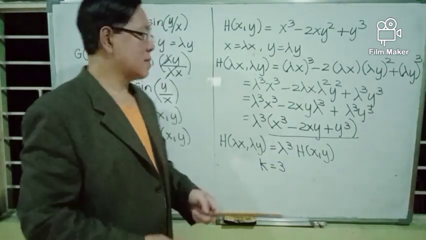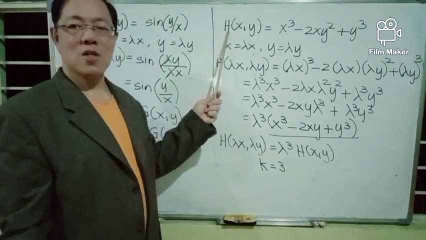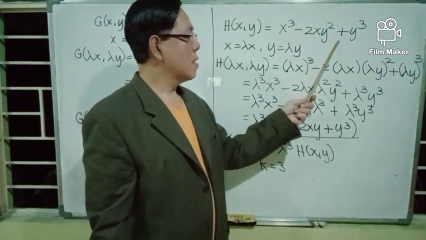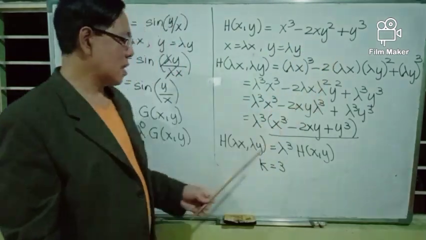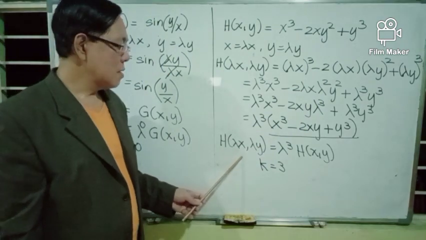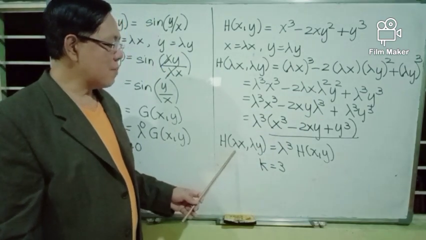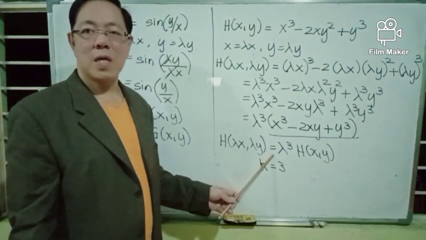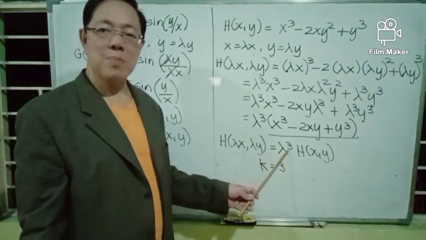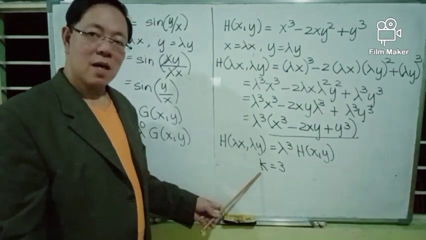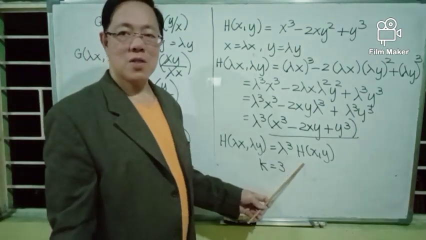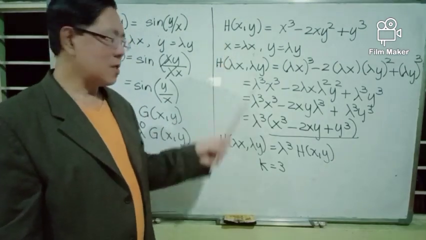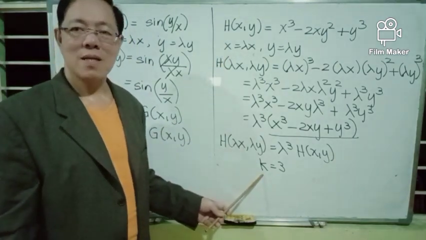Therefore, we say that the given function h of xy equals x cubed minus 2xy squared plus y cubed is a homogeneous function because h of lambda x, lambda y can be written as a product of lambda raised to some exponent, which we take as k, times the given function h of xy. Hence, this function h of xy is homogeneous of degree 3.